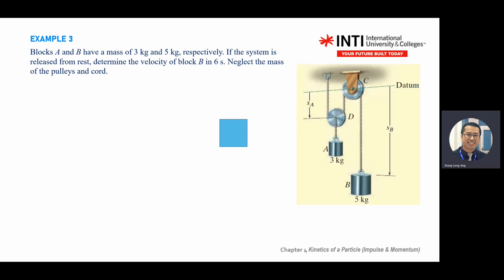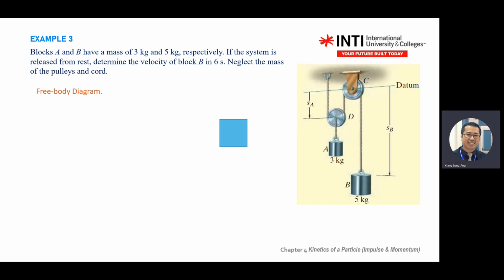All right. So if you release the object, how do these two objects behave? Logically, if you release these two from rest, which one goes up, which one goes down? Okay. So you draw a free body diagram. You have two bodies there. You need two body diagrams.